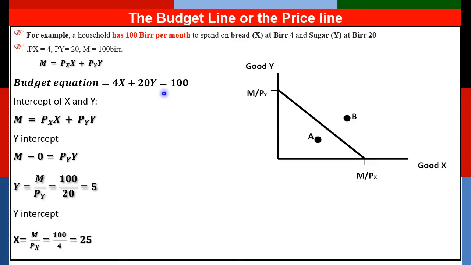How can we find the intercept of X and Y? This one, the intercept of Y and the intercept of X. From the budget equation, we can calculate the intercept of X and Y here. But the first one is the intercept of Y. In order to get the intercept of Y, make the value of quantity of X 0. So when we make the quantity of X 0, this part becomes what? 0.